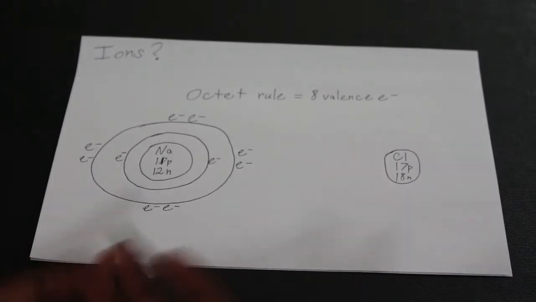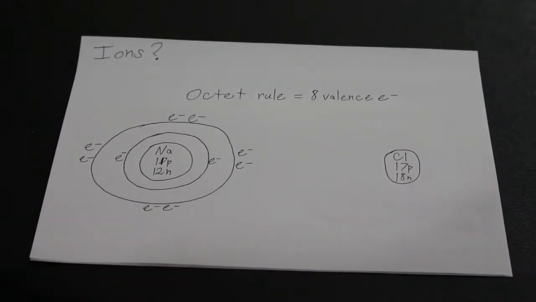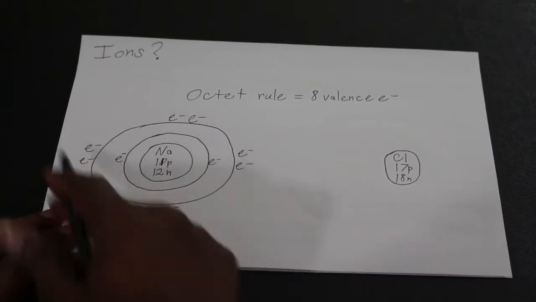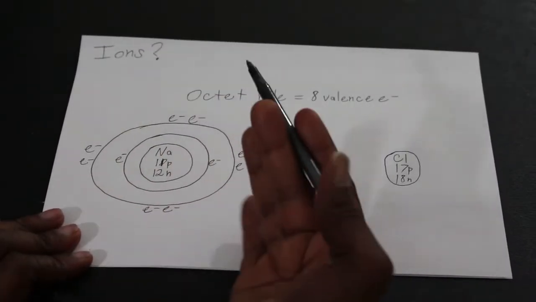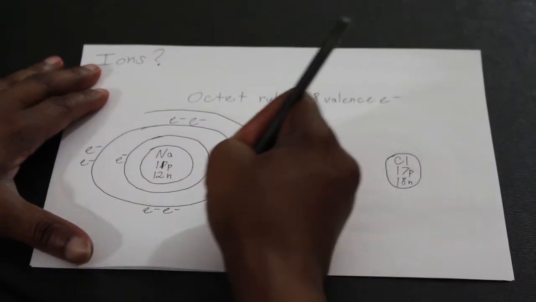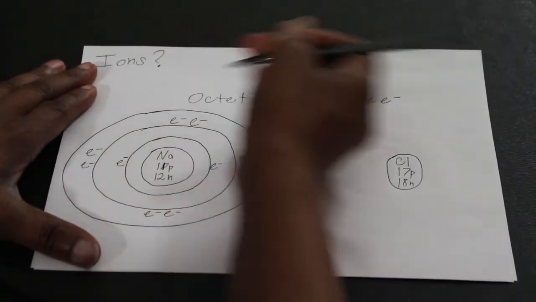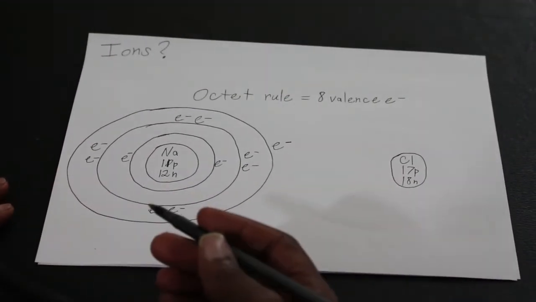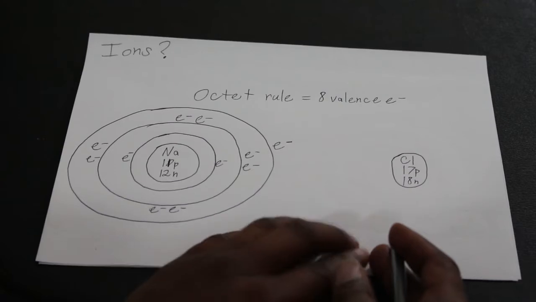Now, since it has to have 11 protons and 11 electrons, let's count up our number of electrons so far. We have 2 on that first ring, we have 8 on that second ring, which gives us 2 plus 8 is 10. So that means we need 1 more valence electron. So we put that last valence electron up there, so that gives us 11 protons and 11 electrons. So now let's look over at chlorine.